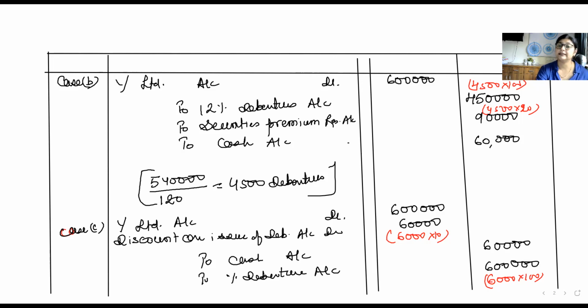So now in this class we understood how to issue the debentures when a business is taken over. We have done all three cases when a business is taken over and debentures are issued at par, at discount and at premium. Okay, so let's meet in the next video now.